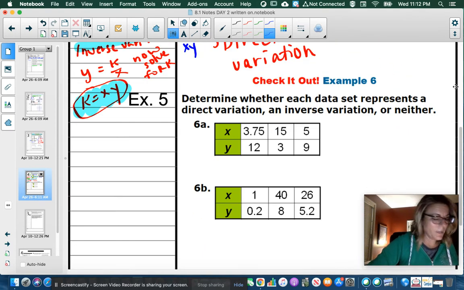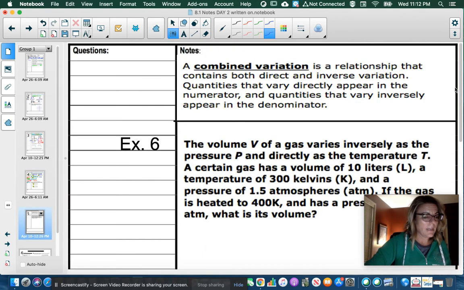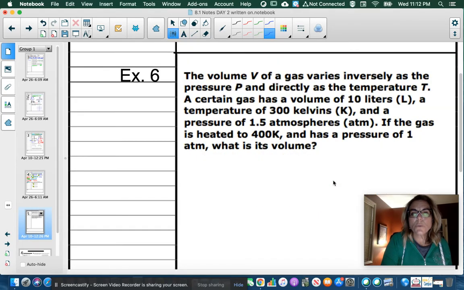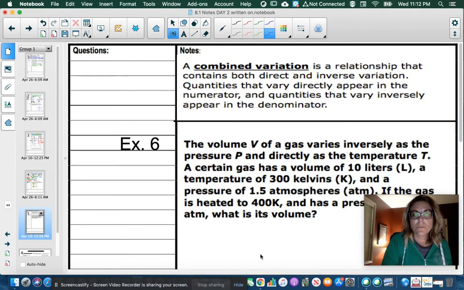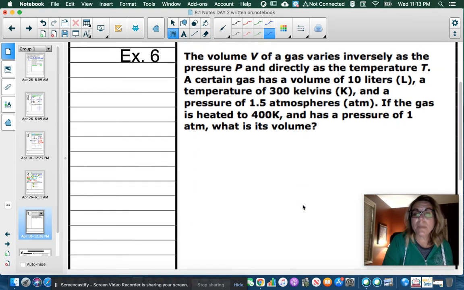Example 5 we're going to do in class. And now I'm going to go to 6. On 6, we're talking about a combined variation. That is a relationship that contains both direct and inverse variations. It's kind of like joint variation in the last video. Quantities that vary directly appear in the numerator, and quantities that vary inversely appear in the denominator. It's as basic as that.